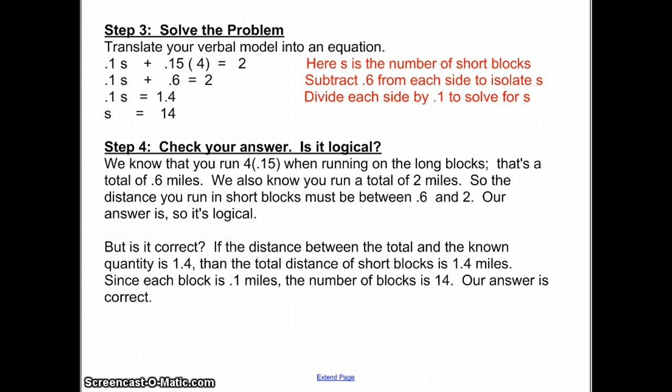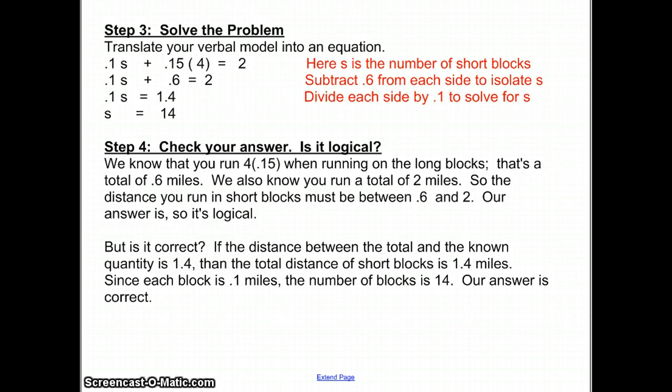So when I have that equation, in the second step, I take 0.1s plus 0.6 and it equals 2. To solve for s, you want to isolate s on one side, so you need to remove that 0.6. Subtract 0.6 from both sides. You get 0.1s equals 1.4, or s equals 14. So you're running 14 short blocks. Remember what your variable meant. s meant the number of short blocks.